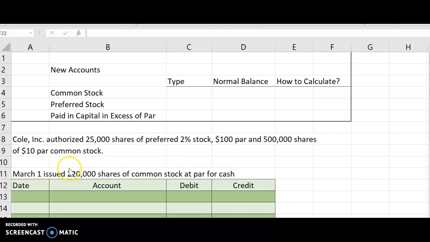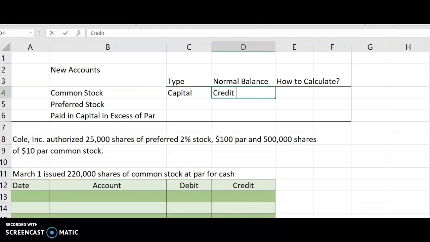So when we issue stock, we make a journal entry to show that we have cash and we gave away some of our ownership. And this is called paid in capital because it's capital that we got from our investors. Okay, so let's look at our new accounts. Common stock is a capital account, and capital accounts have a normal credit balance.